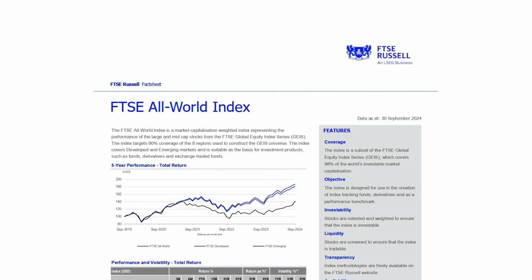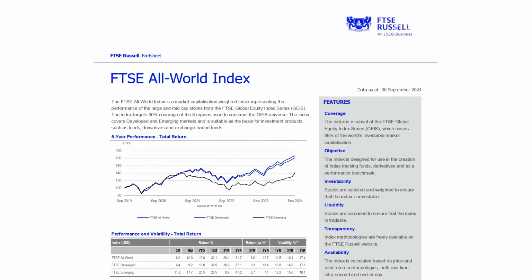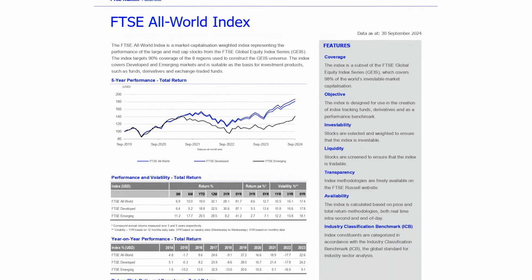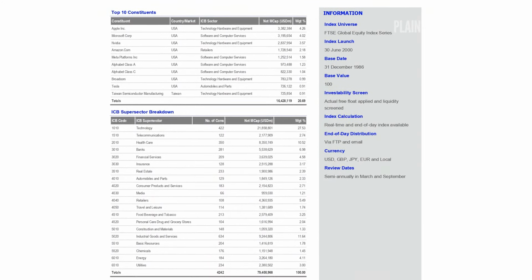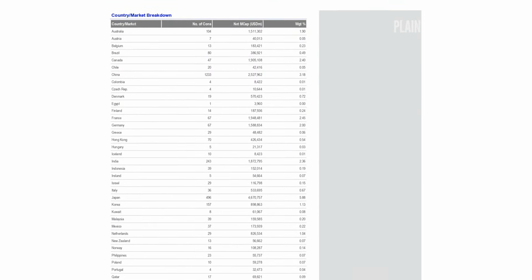The MSCI All Country World Index includes not far off 3,000 companies, and it includes companies from the developing world as well as the developed world. And then there is also the FTSE All World Index, which includes even more companies from all over the world, both developed and developing, and it has more than 4,000 companies in the index at the time of writing.